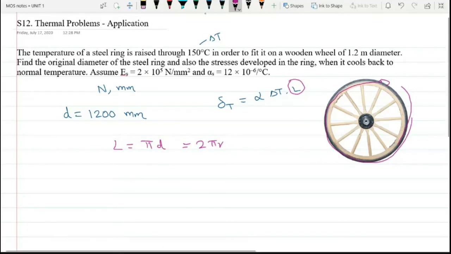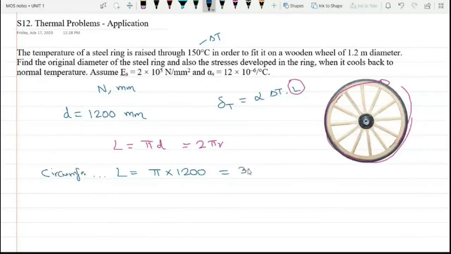So let us identify what is my length. So my length L will be pi into 1200. So what will be my length? So circumferential length. We are getting 3768 mm. This is my circumferential length. Okay. So now my aim is to identify what is my circumferential length before you are heating this. So for that I ought to know what is my circumferential length when you heat it. Then we can subtract it. Okay.